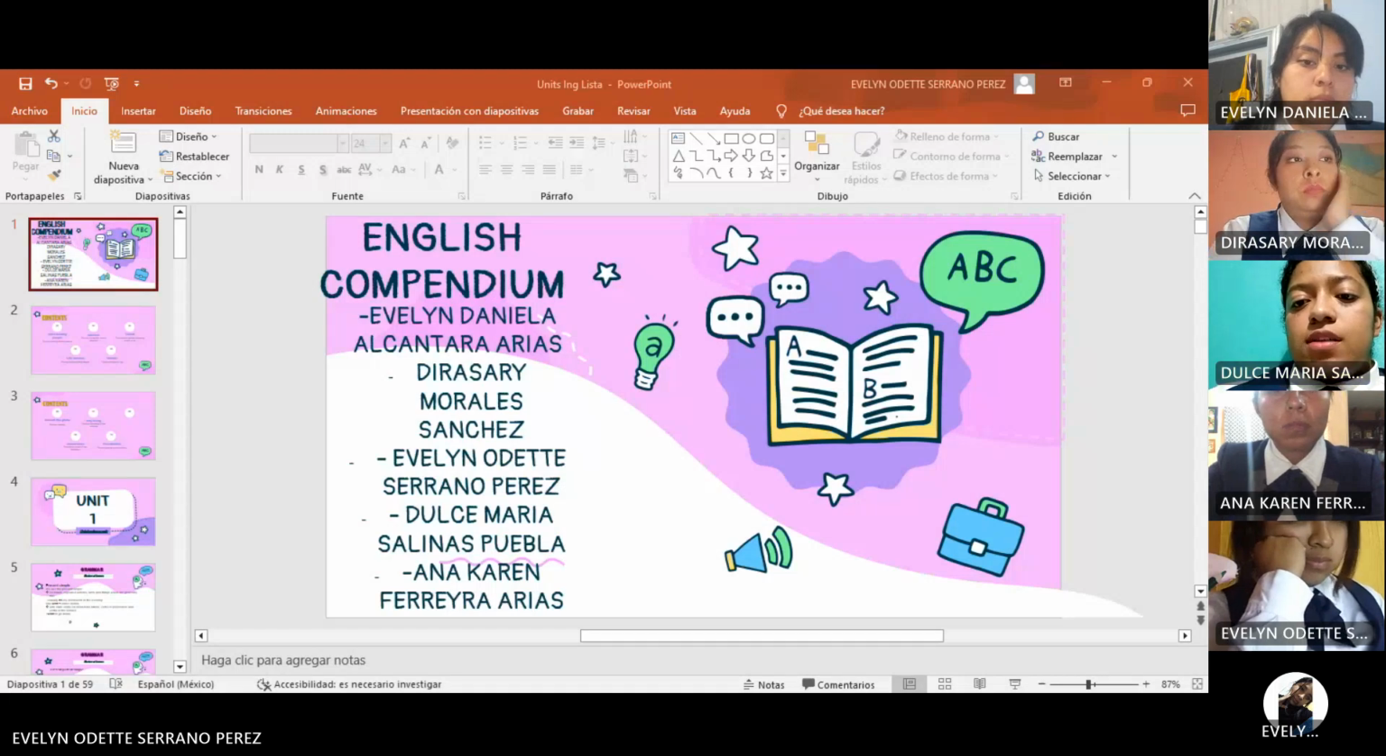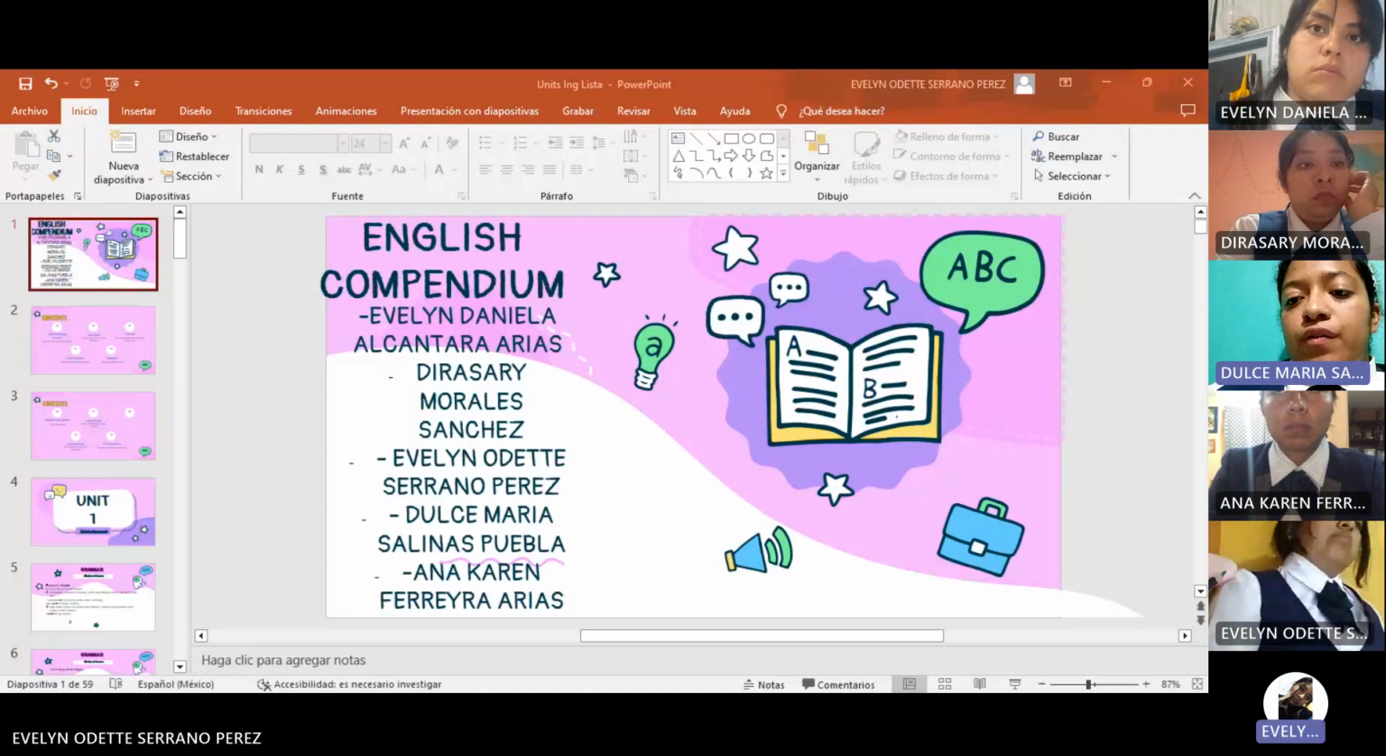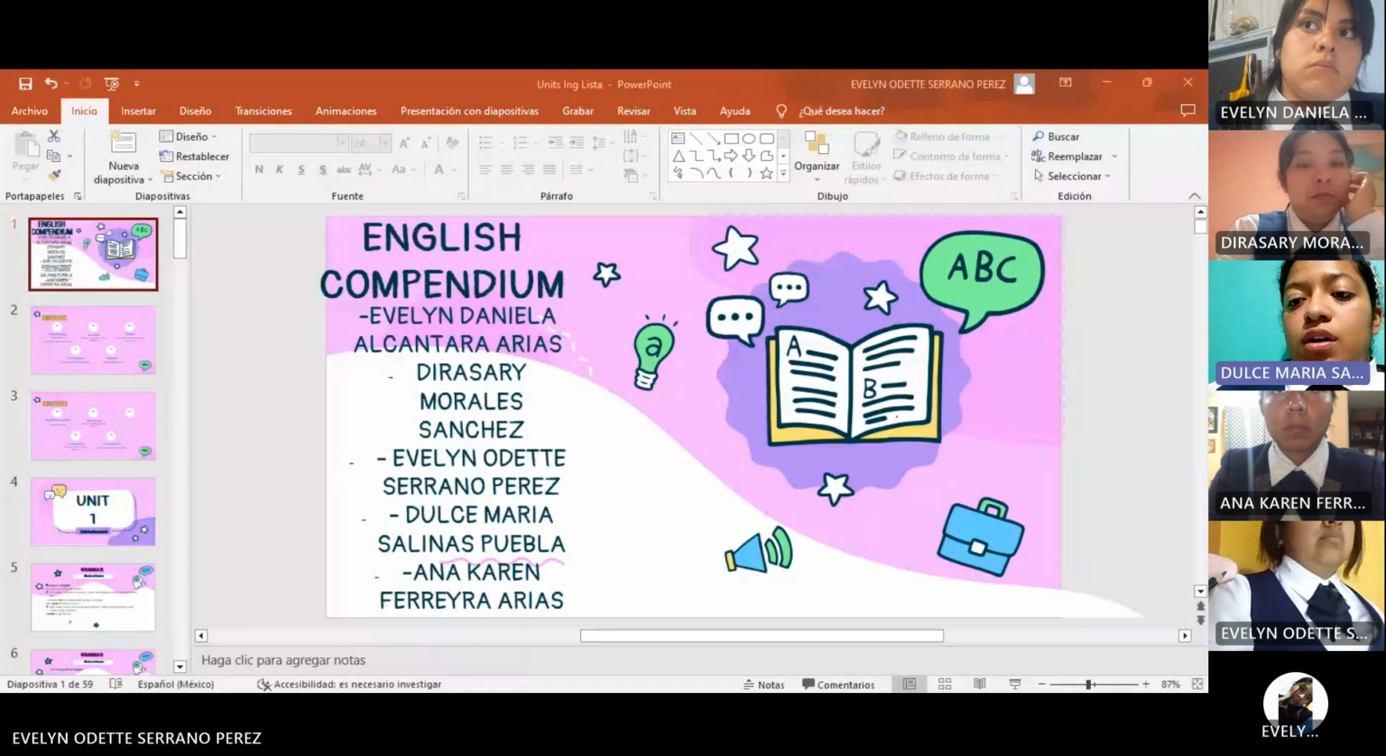Grammar 7b. Causative have/get. We use the structure have/get plus object plus past participle to talk about things that we arrange or pay for but don't actually do ourselves. Have is still slightly more formal than get.